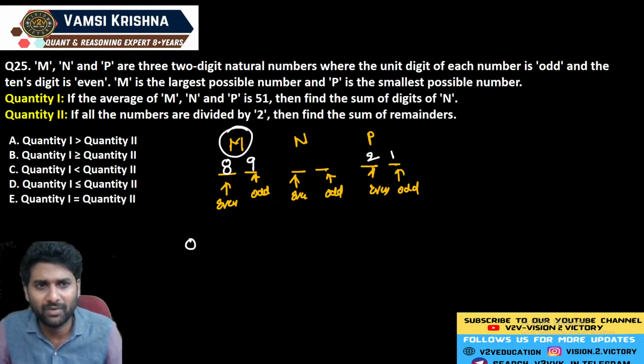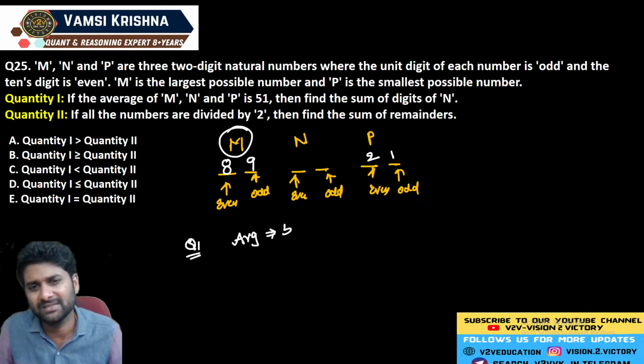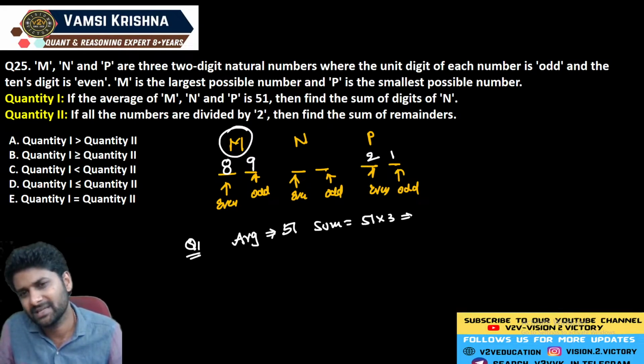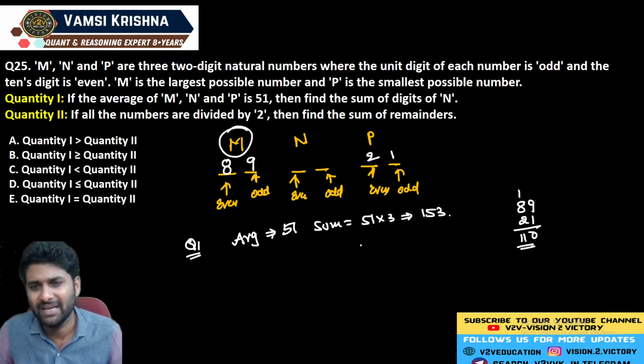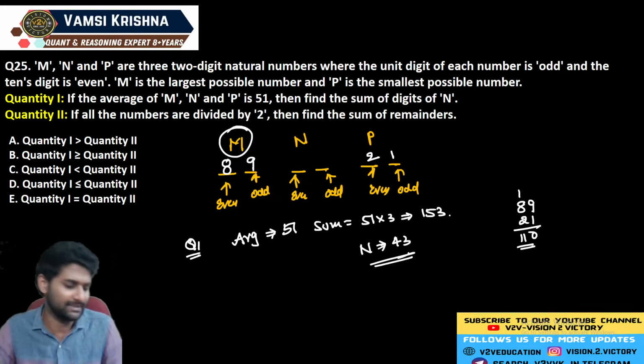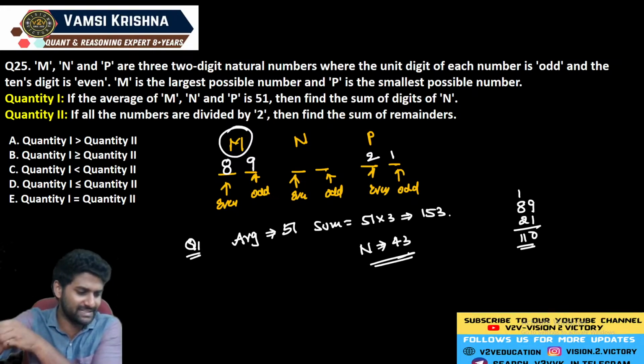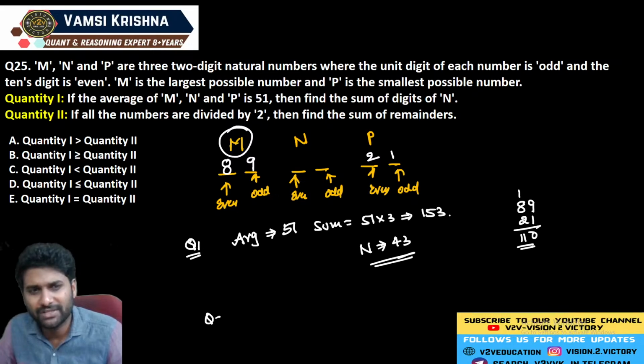Quantity number 1. The average of all these three numbers is 51, meaning the sum is equal to 51 multiplied by 3. Now you will get 153. Now the sum of these numbers 89 and 21 is 110. So definitely you will get the N value. N value is equal to 43 itself. Now go through quantity 2.